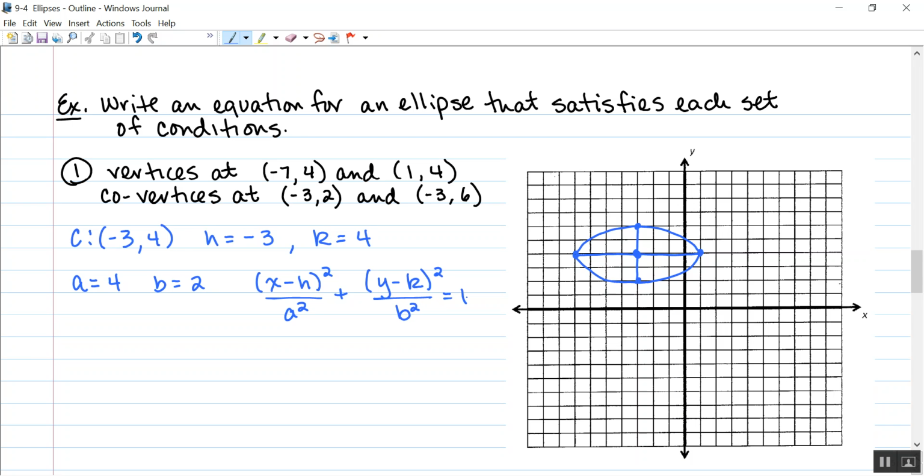I basically have all my information, I just need to plug those values in. So final answer: (x minus -3) squared over a squared, which is 16, plus (y minus 4) squared over b squared, which is 4, is equal to 1. And that's the equation for that ellipse.